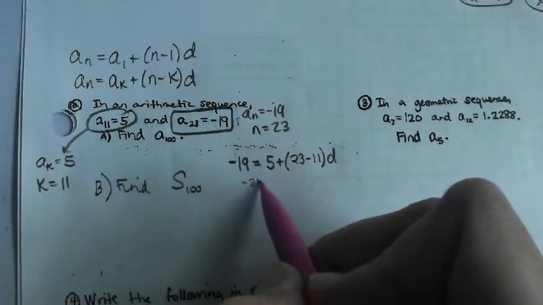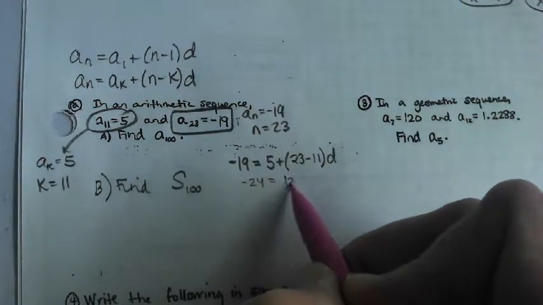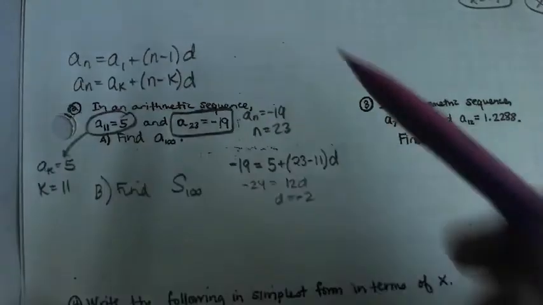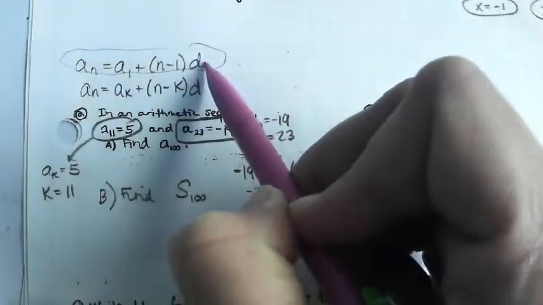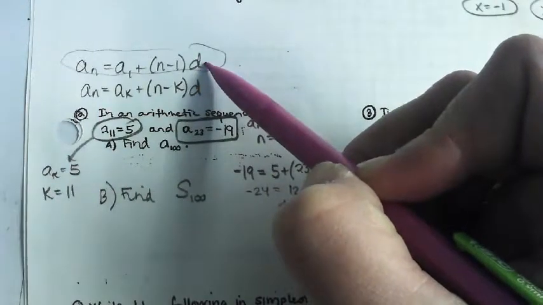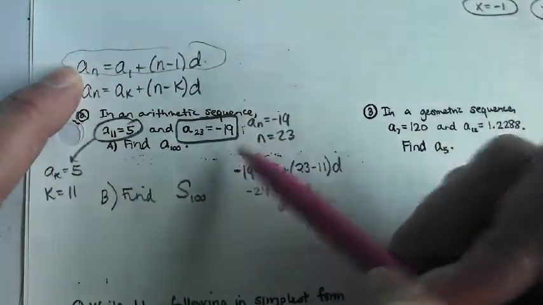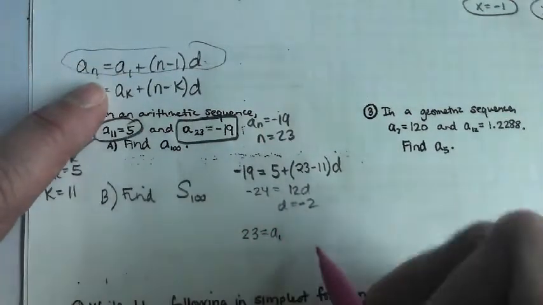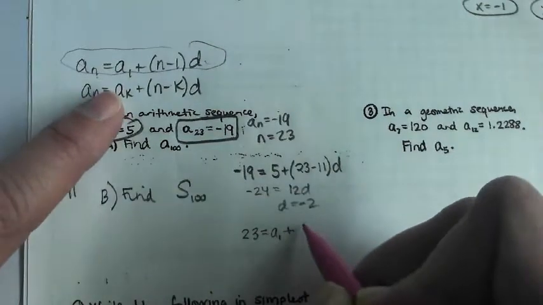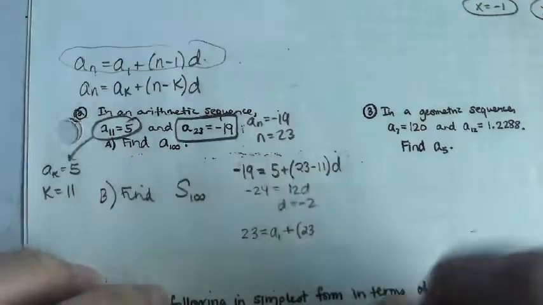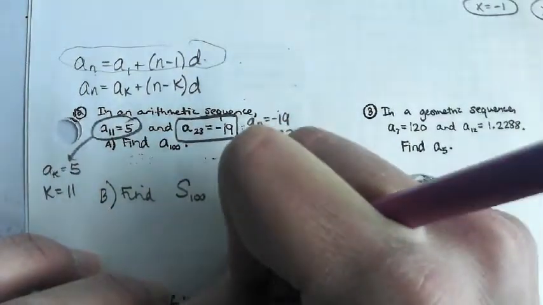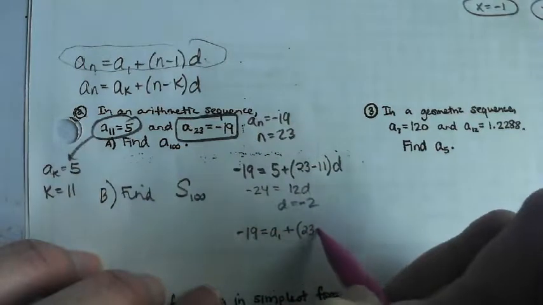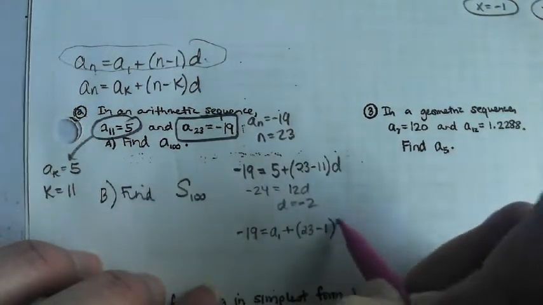Subtract 5, you're going to get negative 24 equals 12D, so D equals negative 2. Okay? Now that you know D, now we can go back to the original version and find the first term. A sub n is still 23. A sub 1 we're looking for. N is 23. No. Oh, A sub n was not 23. I'm sorry. A sub n was negative 19. N was 23. Minus 1. And our D we now know is negative 2.